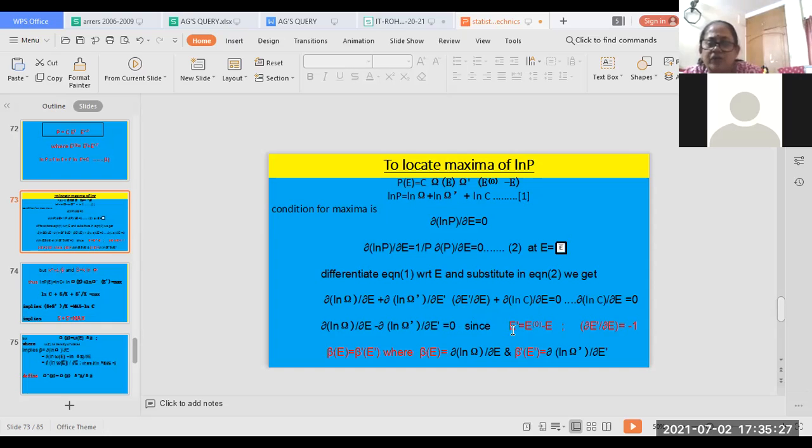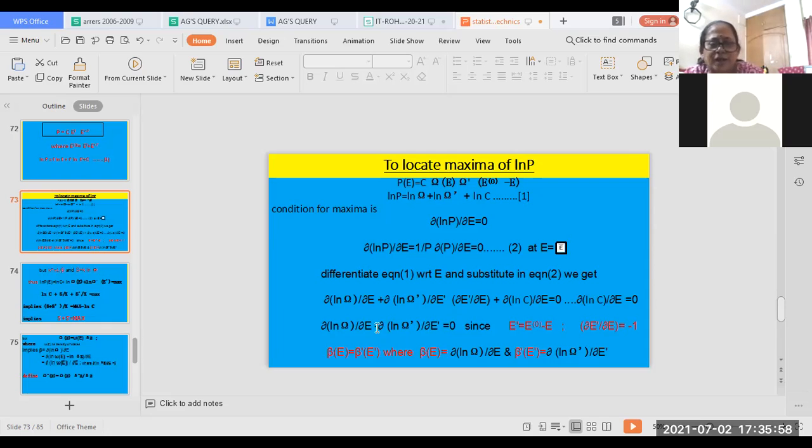So take the differential of this equation with respect to E. If you take differentiation with respect to E, what happens? The first term is a constant. Its differentiation is 0. Okay. Only the second term I can differentiate. That is dou E by dou E with a minus sign. Anyhow, dou E by dou E is 1. So that's why I'm getting minus 1 here. That minus 1 I have introduced in the second term.